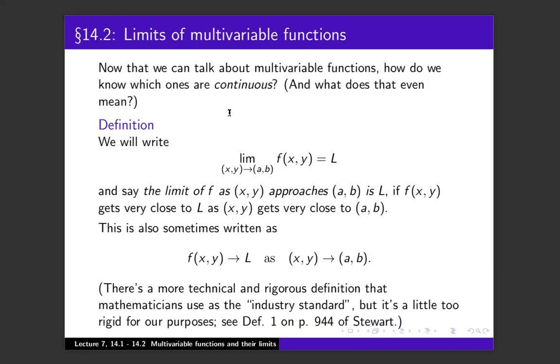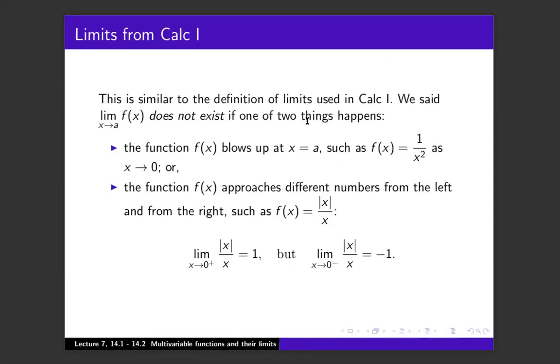Now, it's not very rigorous. It's not very technical to put it that way. And there is a more rigorous definition that we mathematicians use as the industry standard, known as the epsilon delta definition. But we're not really going to use it too much in this course. It's a little rigid for what we want to do. But if you're curious, it's definition 1 on page 944, and I leave it up to you to look that up if you so wish. Now, that's basically the same thing that we saw in Calc 1.